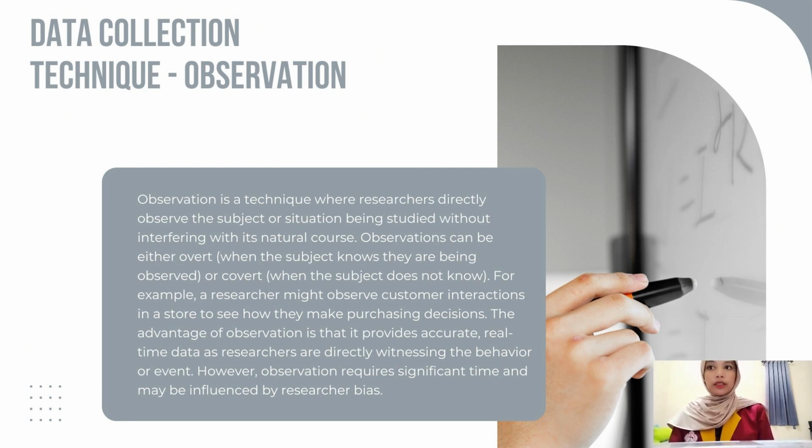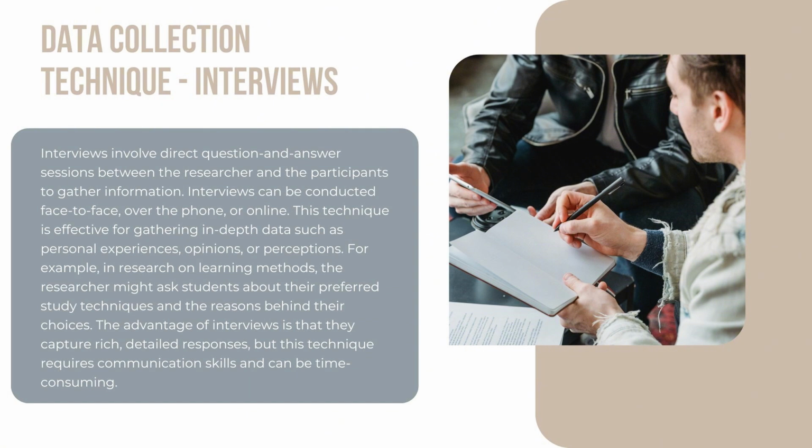For example, a researcher might observe customer interaction in a store to see how they make purchasing decisions. The advantage of observation is that it provides accurate, real-time data as researchers are directly witnessing the behavior or event. However, observation requires significant time and might be influenced by researcher bias.